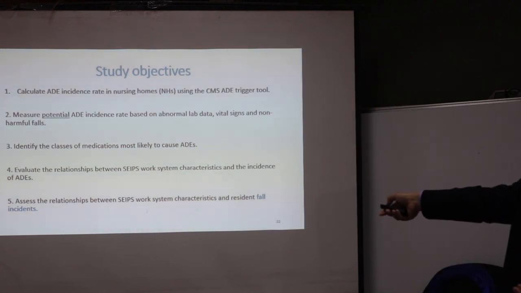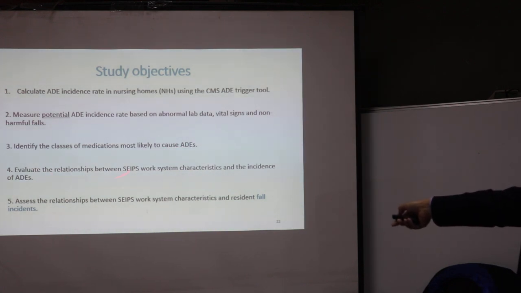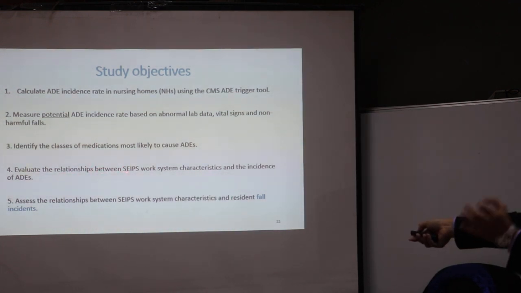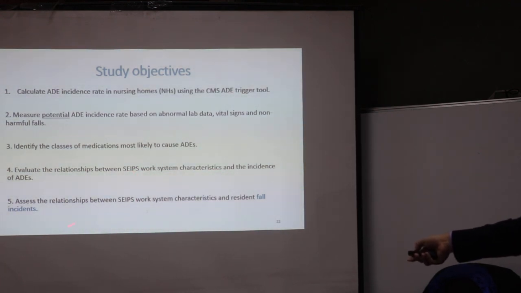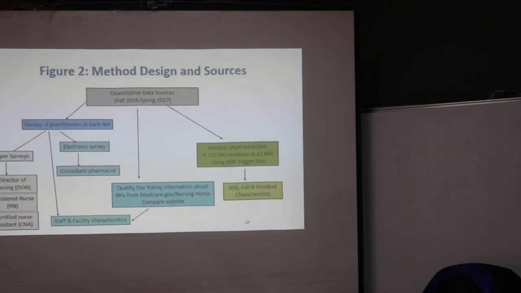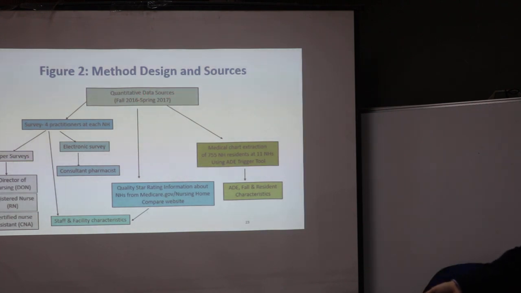Also, I needed to identify the medication classes for ADEs. These two are my core objectives: evaluate the quantitative relationship between the SEIPS model and the incidence of adverse drug events. Also, I needed to measure the relationship between the same factors and the fall incidence. This may look complicated, but it's not that hard. It's a quantitative data source. My study was observational and retrospective.